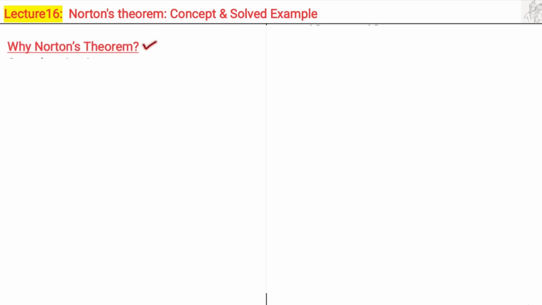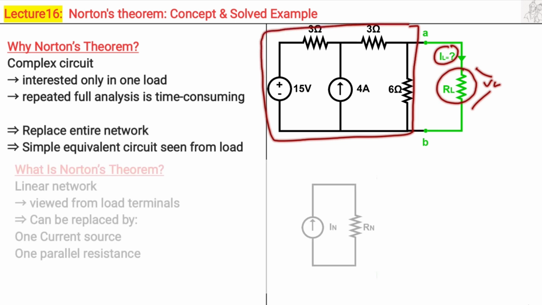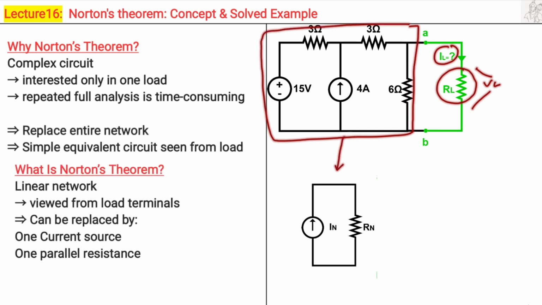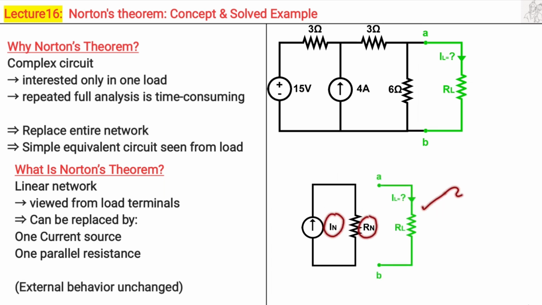So why do we require Norton's Theorem? Similar to Thevenin's Theorem, if in a complex circuit we are only concerned with the load resistance, or the current through it or voltage across it, then it is not beneficial to solve the entire circuit. Using Norton's Theorem, this entire circuit can be reduced into a simplified circuit which has a current source in parallel with Norton's resistance, while the load terminals remain unchanged.